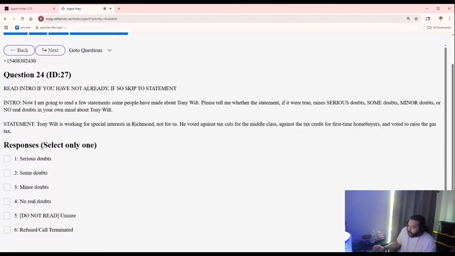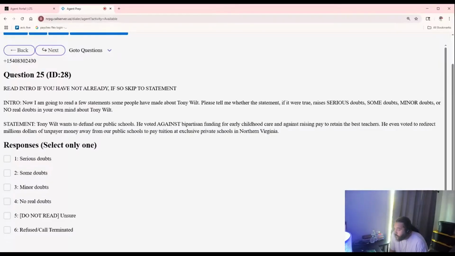I suppose serious doubt. Tony Wilt wants to defund our public schools. He voted against bipartisan funding for early childhood care and against raising pay to retain the best teachers. He even voted to redirect millions of dollars of taxpayer money away from public schools to pay tuition at expensive private schools in Northern Virginia. Serious doubts, some, minor, or no real doubts? Serious doubts.